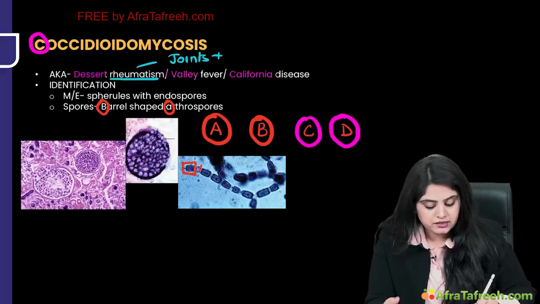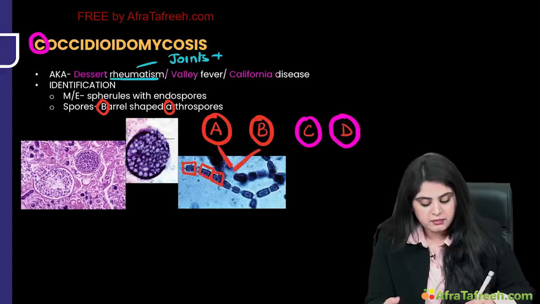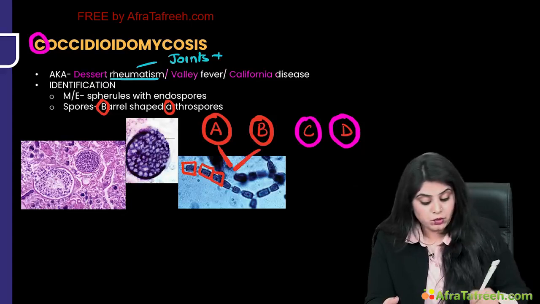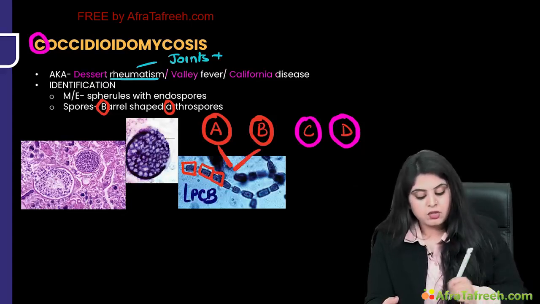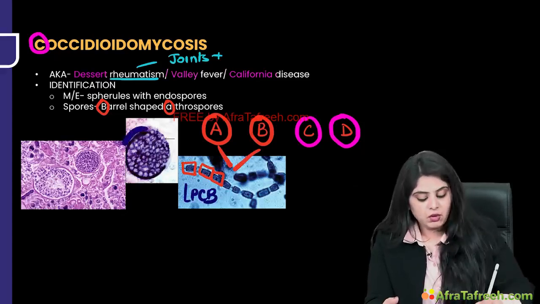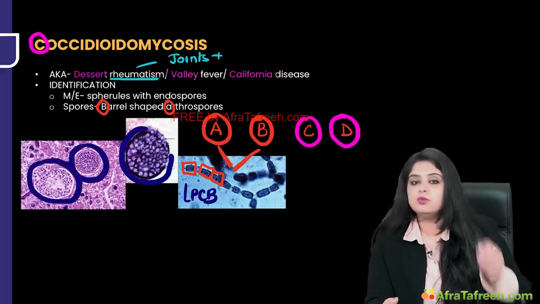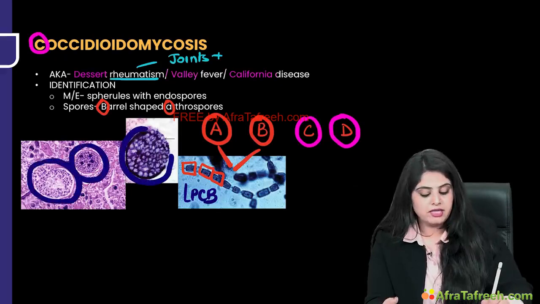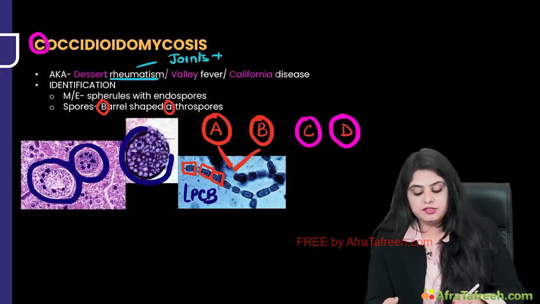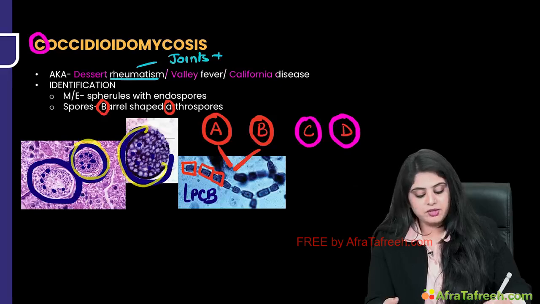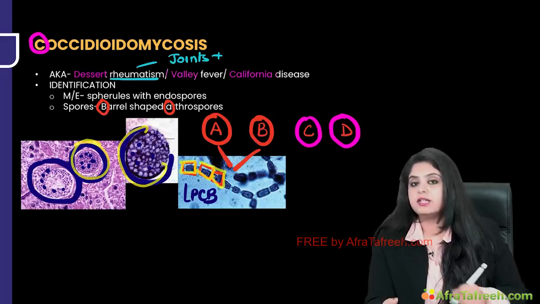You can see these boxes. These are nothing but the barrel-shaped arthrospores. On what stain? On lactophenol cotton blue. What else? Can you see these round spherules? Yes, I can see these spherules, and the spherules have the endospores. Those can also be seen. So I can see the spherules, which is common, but the barrel-shaped arthrospore is their favorite photo.